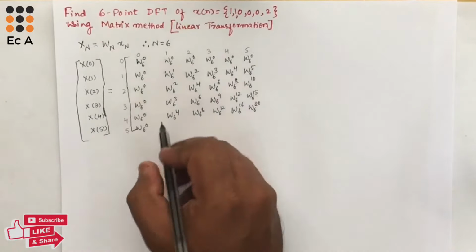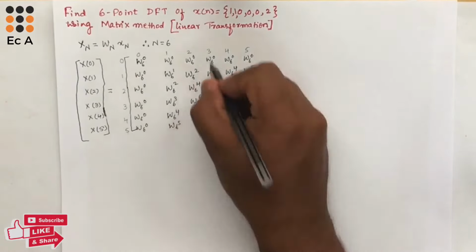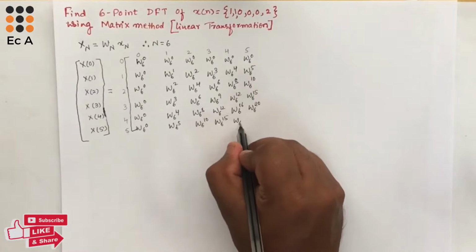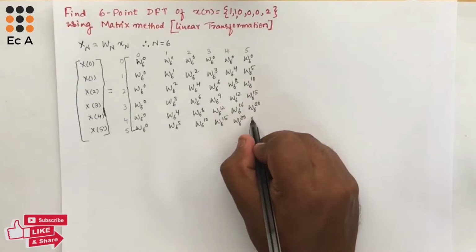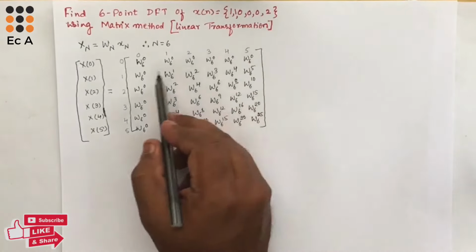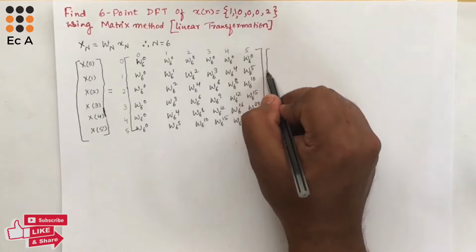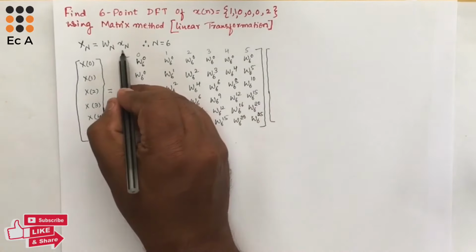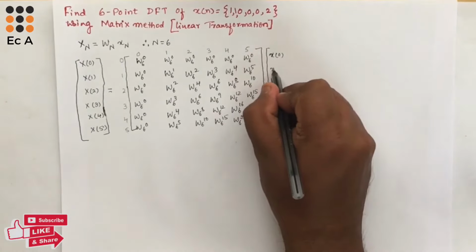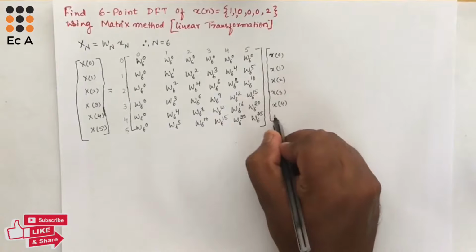Next, you multiply 5 with 1, it will be 5, W6 to the power of 5. 5 2s are 10, W6 to the power of 10. 5 3s are 15, W6 to the power of 15. 5 4s are 20, W6 to the power of 20. 5 5s are 25, W6 to the power of 25. So this is the 6 cross 6 matrix for the Twiddle factor WN. Along with this, we need to multiply with the matrix for small x of n, which will be a 6 cross 1 matrix: x of 0, x of 1, x of 2, x of 3, x of 4, x of 5.